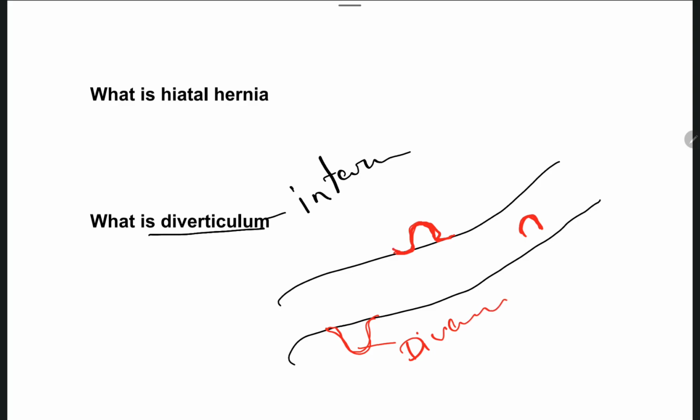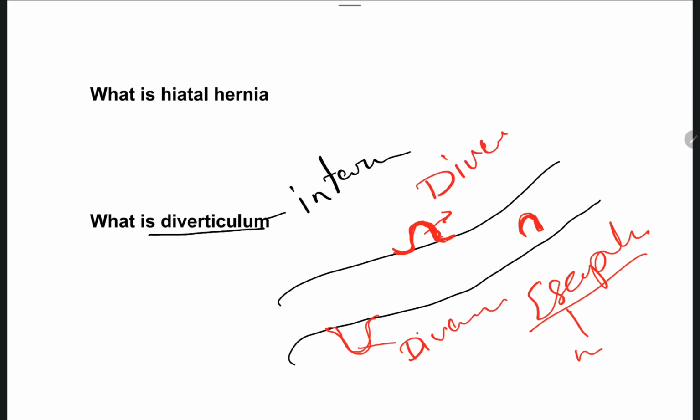Okay, so this kind of structures we can see even on the esophagus. So that is called esophageal diverticulum. When this diverticulum has infected, this one is known as diverticulitis. So this is diverticulitis.